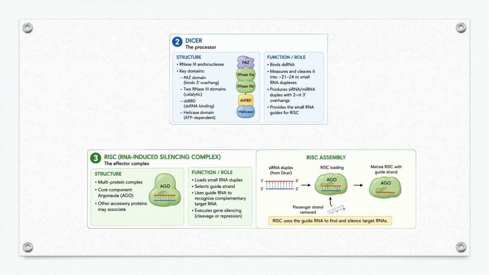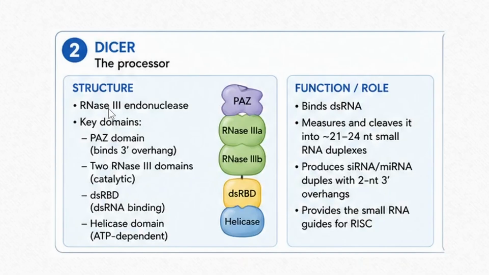Now, on sensing double-stranded RNA, dicer gets activated. If you notice, this dicer belongs to the RNase 3 family, which is an endonuclease. Dicer is responsible for cleaving those long double-stranded RNAs into small siRNA. Dicer contains two RNase 3 domains that possess the endonucleolytic activity of dicer. There are two types, RNase 3A and RNase 3B.